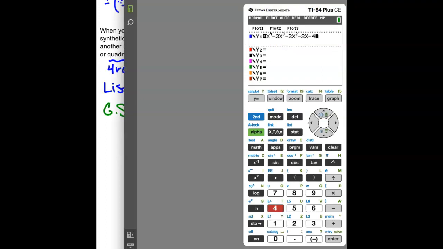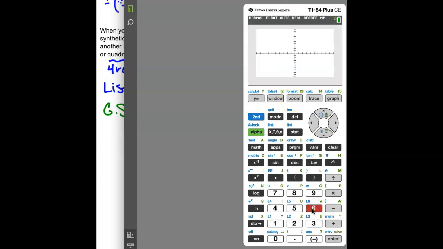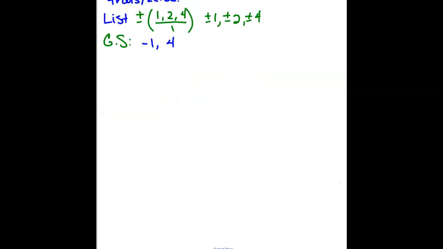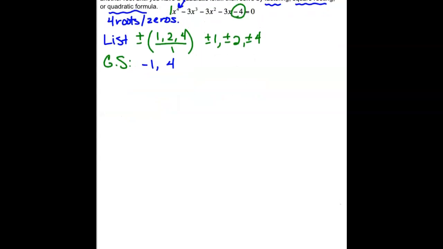All right, so looking at our graphing calculator, I've entered our equation. We're going to just do zoom 6 to get a standard window here. And looking at my graphing calculator, it appears like we have a zero or root at -1 and another one here at +4. So we're going to check to see if those fit algebraically what we think we're seeing here. All right, so our graph suggested a -1 and a +4. So what we're going to do is set up our synthetic process and prove that those 2 zeros actually work.